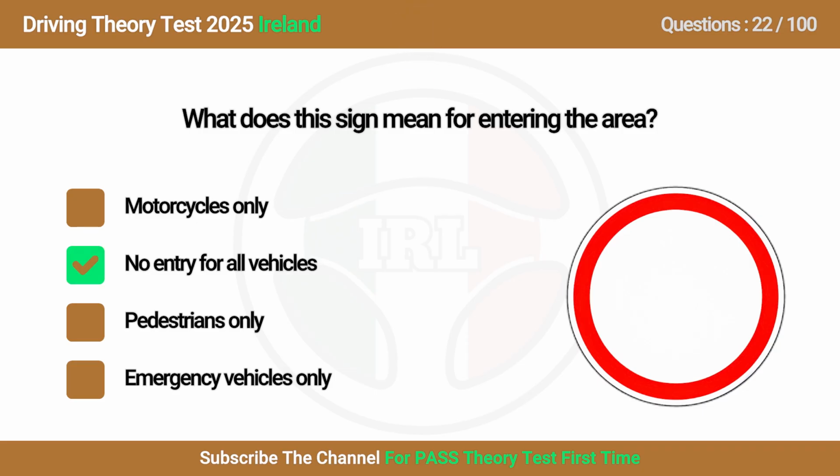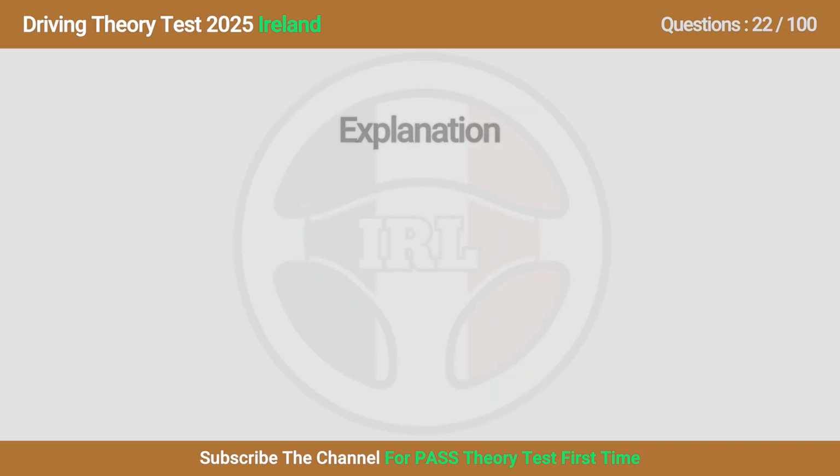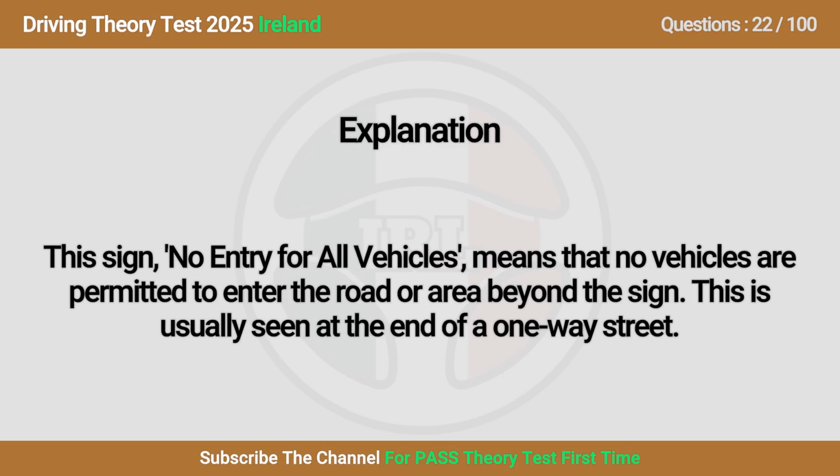Answer is B. No entry for all vehicles. This sign, no entry for all vehicles, means that no vehicles are permitted to enter the road or area beyond the sign. This is usually seen at the end of a one-way street.